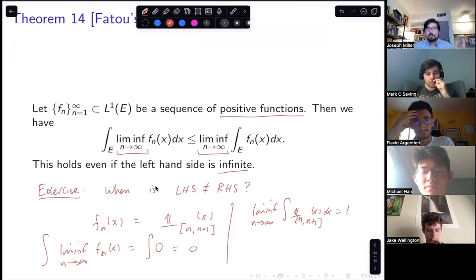Okay, let's move on. So this is Fatou. There's a version for lim sups, which some people call reverse Fatou, but generally you can deduce all of the things you would like from just this statement, Fatou's lemma.